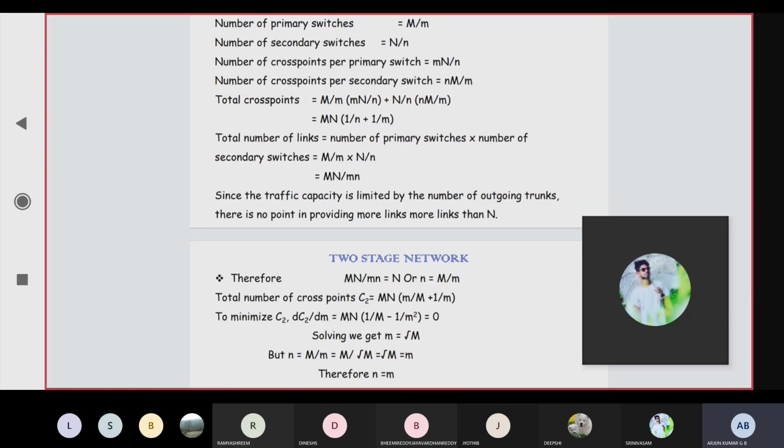That's why the number of cross points should be equal to n only. Okay, number of cross points means cross links. Sorry, number of links is equal to n only. That way you can conclude that capital MN divided by small mn is equal to n. Then n is equal to what? N is equal to M by m. We'll get it.